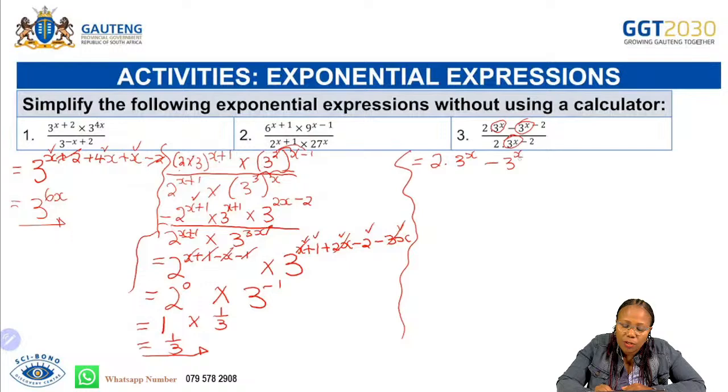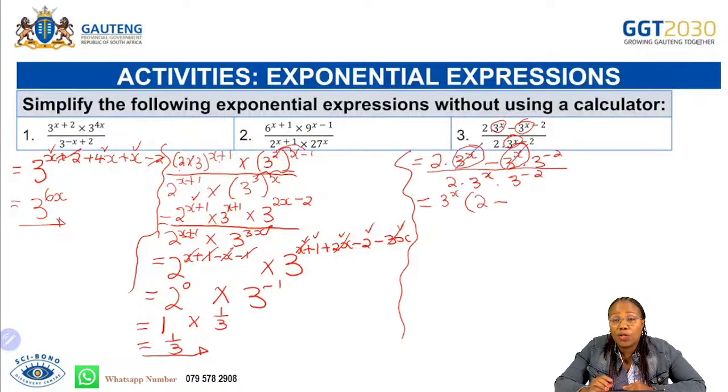This will be 3 to the power x and 3 to the power minus 2. Separating exponent, and then we have 2 there, we have 2 to the power x and 3 to the power minus 2. Take out our common factor on top, 3 to the power x. What is left on this term is 2 minus, here we are left with 3 to the power minus 2, which is 1 over 3 squared, which is 9.